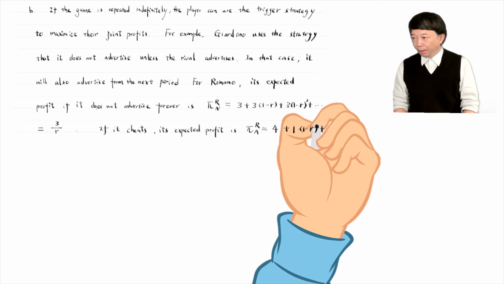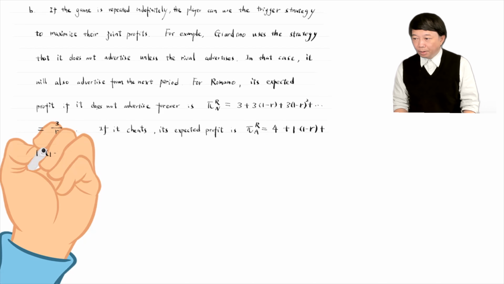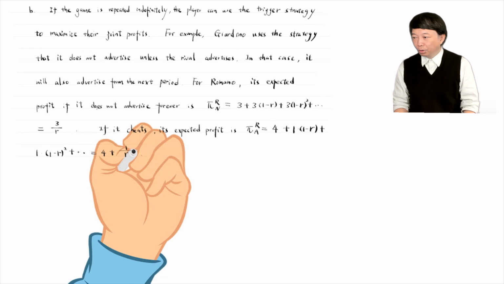The first term is the profit if it cheats, that is, to advertise. It is 4, higher than 3, the profit if they cooperate. The following terms are the profits it gets after cheating. Each is 1, lower than the profit if they cooperate.